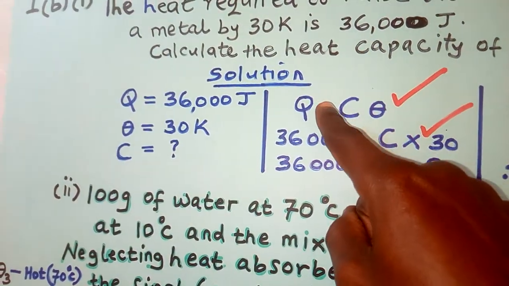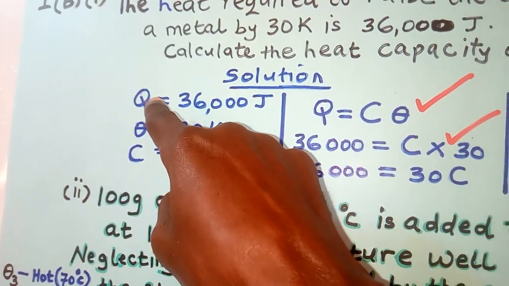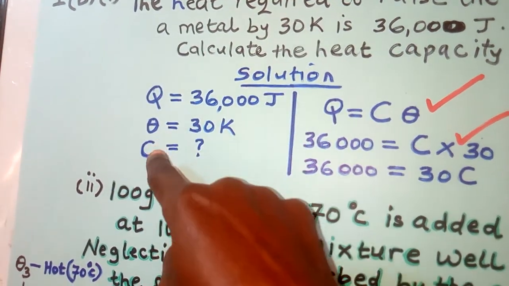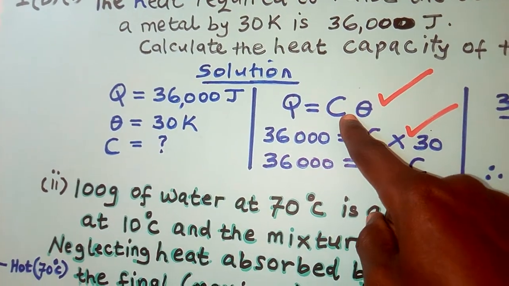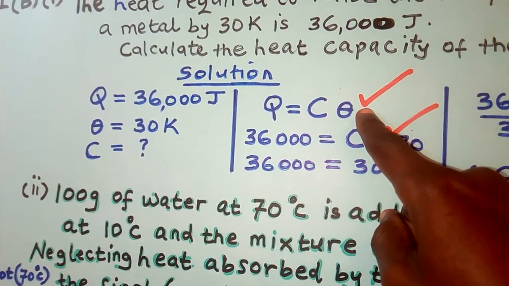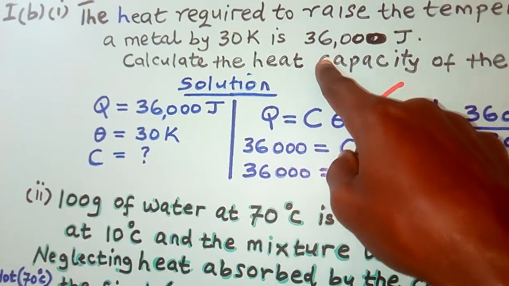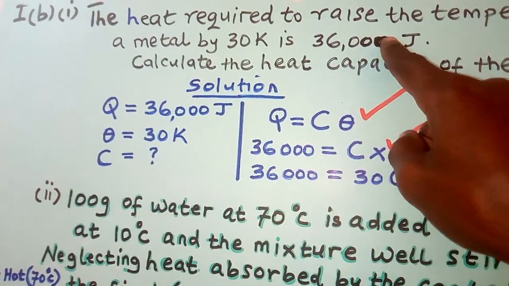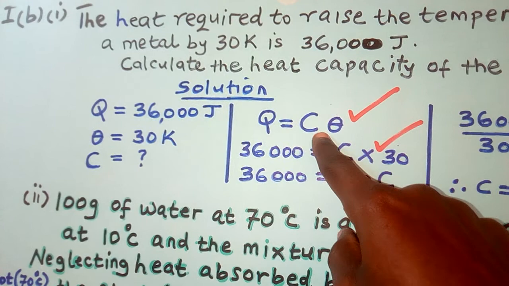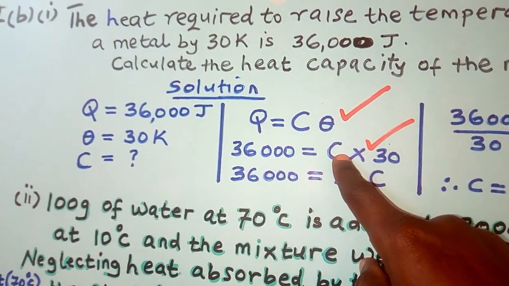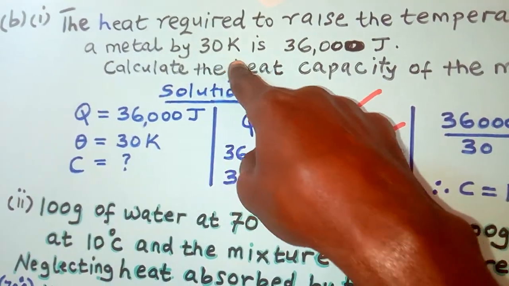So we shall use this formula: Q is equal to C theta. That formula connects quantity of heat, temperature change, and heat capacity. Q, which is the amount of heat, equals the heat capacity, capital C, times theta, which is a change in temperature. Now we are going to substitute. Where there is 36,000 joules, we take that where there is a Q, the quantity of heat. Capital C, we leave it the way it is because it's the one we are looking for, times 30, that is the temperature, 30 Kelvin.